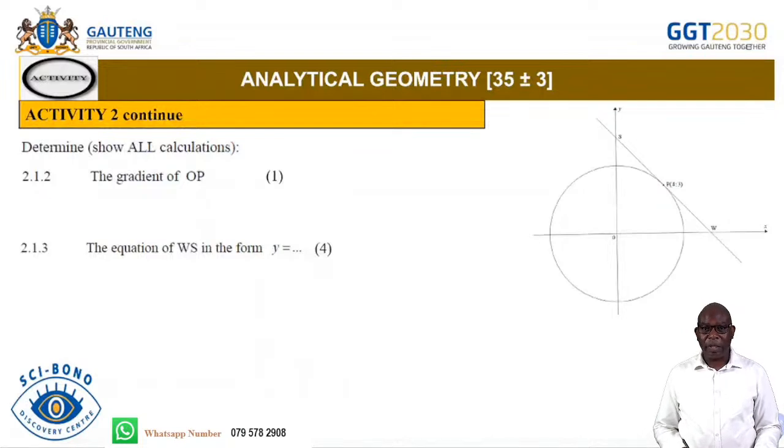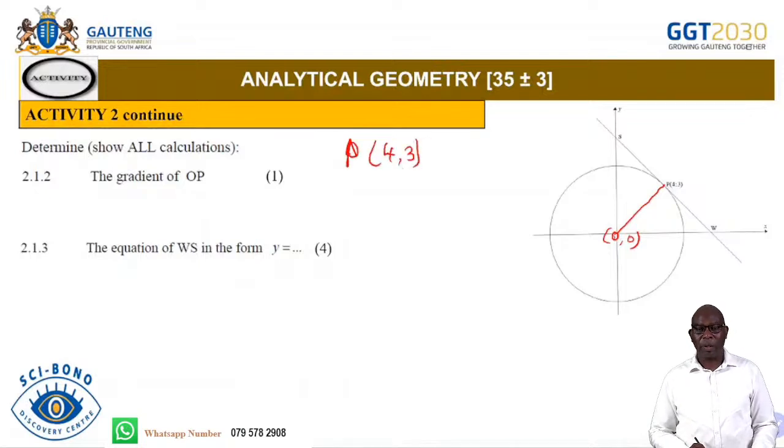Right, the next question, still on the same question there: the gradient of OP. So in other words, I need the gradient of OP, and I'm going to show you a very easy way of doing that. That is why it's 1 mark. We know this point here, it's (0, 0). Then that point there, it's (4, 3). Then you work it out. You know, we're wasting time there. Let me show you how you do it.